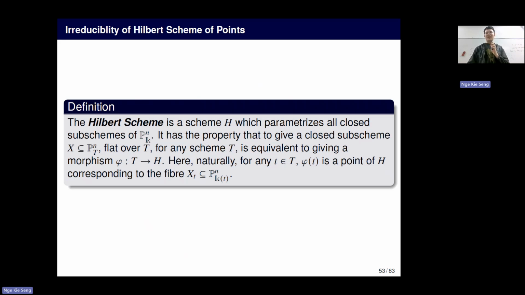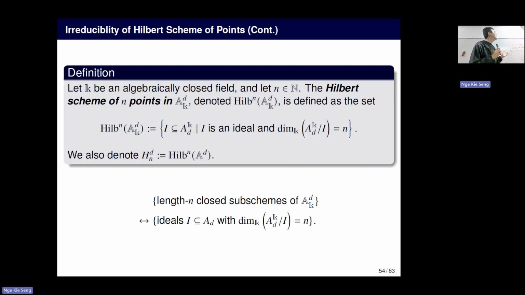My part today is to say that this is the general definition of the Hilbert scheme, but Justin and I just talk about the Hilbert scheme of affine space, and Justin just talked about the Hilbert scheme of the affine plane. We can generalize the definition: let K be an algebraically closed field, and n a natural number. The Hilbert scheme of n points in A^d, denoted by Hilb^n(A^d), is defined as the set of ideals I in the polynomial ring with d variables such that the dimension of K[x1,...,xd]/I is equal to n, and we also denote it as H_n^d.